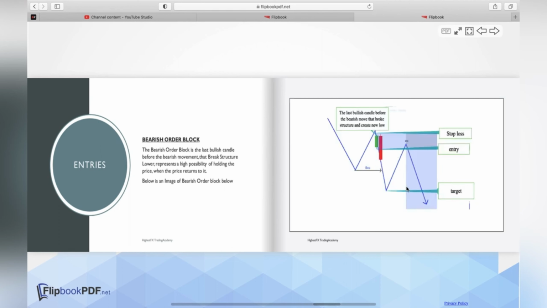Then the next one or the last one is the bearish order block. The bearish order block is the last bullish candle before the bearish movement that broke the structure lower. You know, the market is always either upside or downside, so it's just like an opposite of it. You see that the market is just two ways. That's why if you make a little mistake, you lose. It's either going up or coming down.